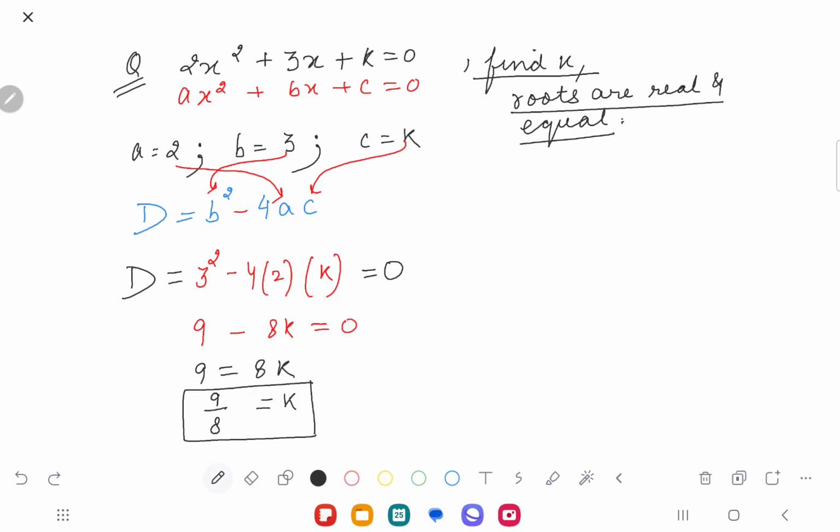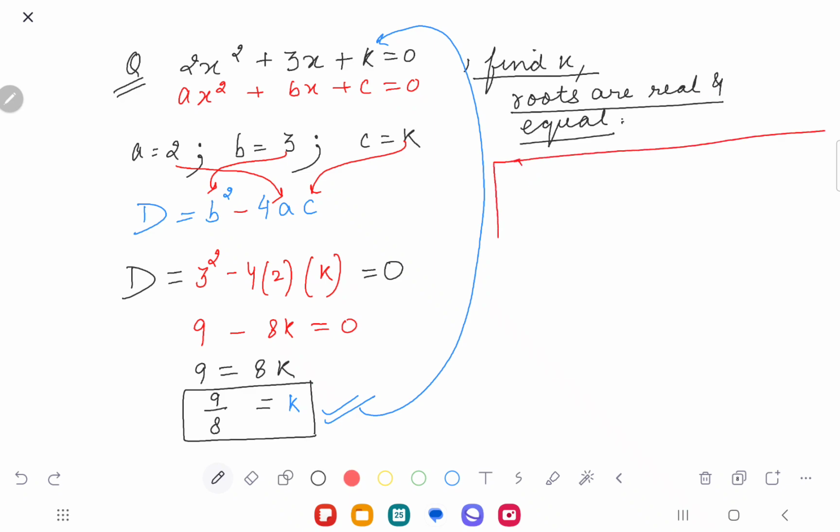Are you understanding my point? Okay. K here is going to be 9 over 8. That's the value of k for this particular equation where the roots would be real and equal. Understood or not? Okay. Let's do another question. Another question here, it says again the same question.